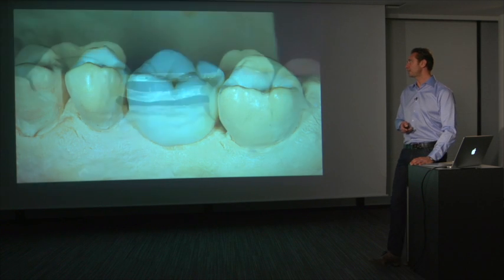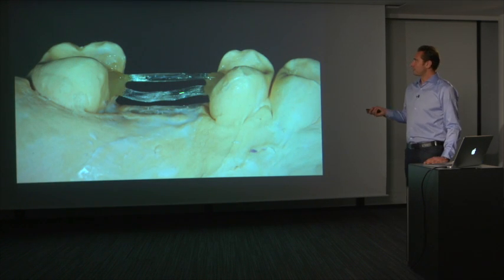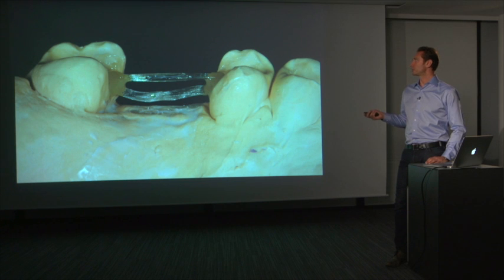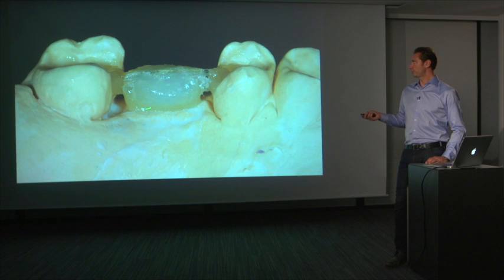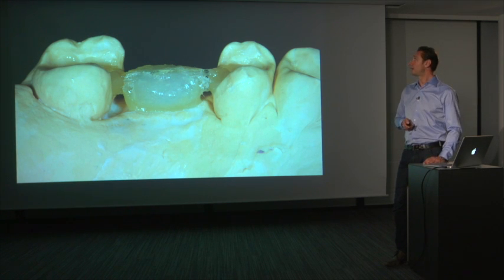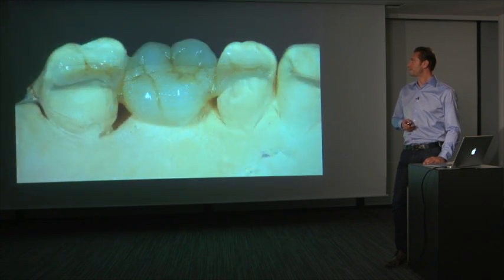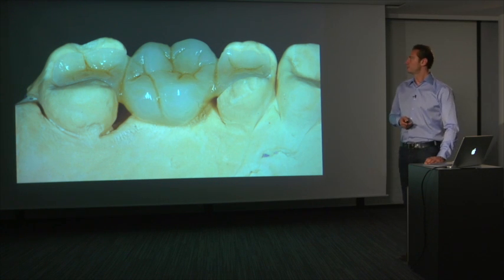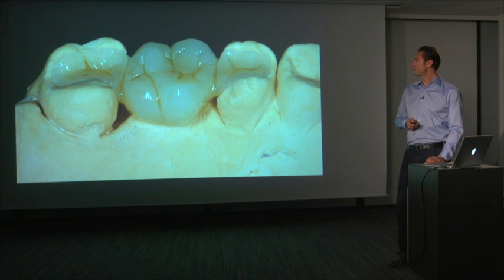We will have the Everstick fibers as base connected from one to the other side. This is G-aenial Universal Flow. We will have a good strong core of Everx Posterior, and then on top of that goes the final layer of G-aenial Posterior.